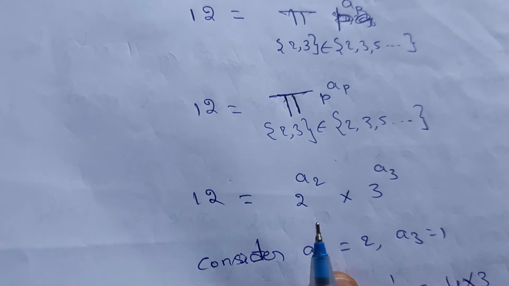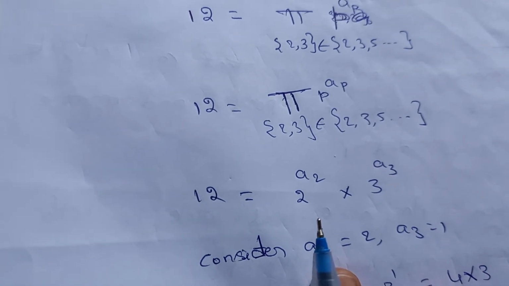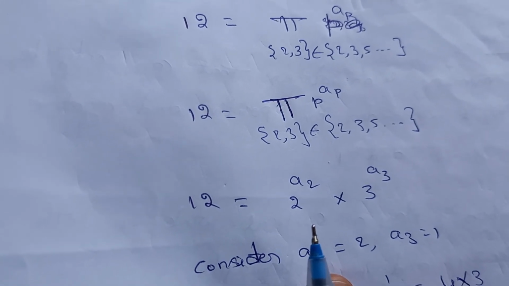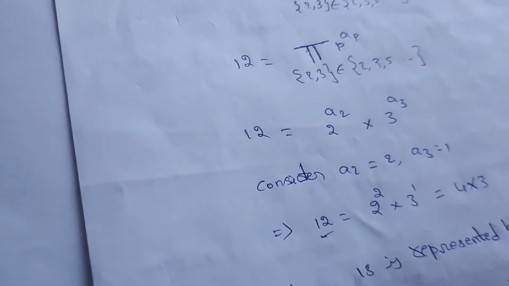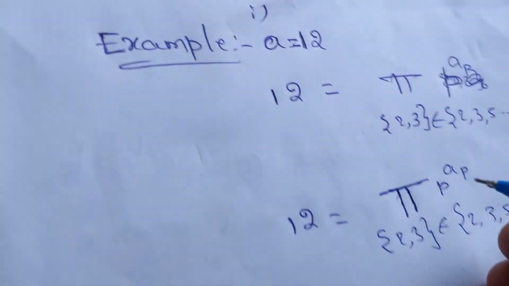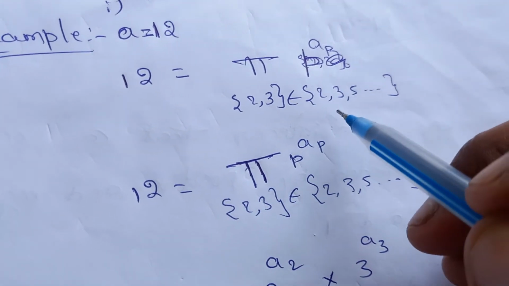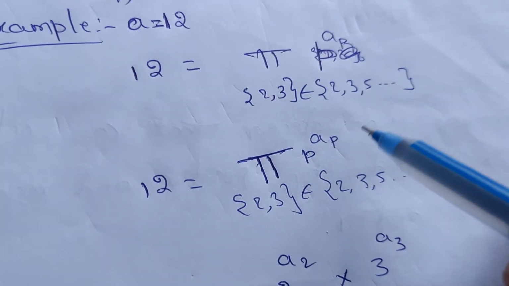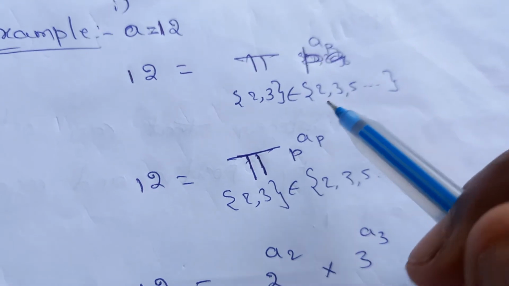So 2 into 3 is 6. No, so 2 into... 2 power 2 into 3. 2 power 2 in the sense 4, into 3, is 12. So here, in the product, we are taking 2 and 3. That belongs to the set of all the prime numbers. In this, 2, 3, 5, 7, all these are the prime numbers. These 2 and 3 belong to this set only, right? All the prime numbers only.